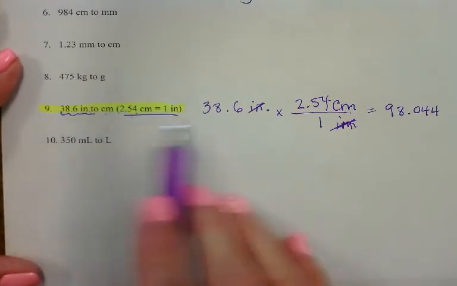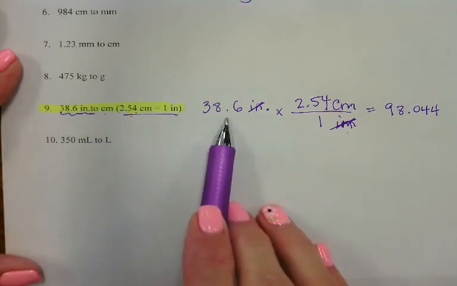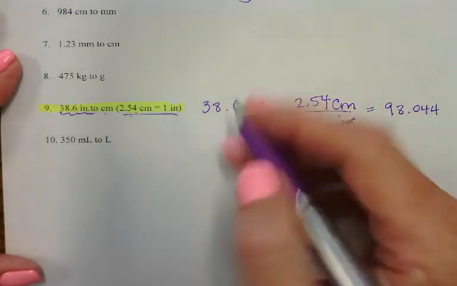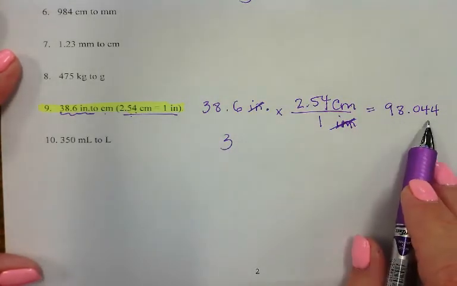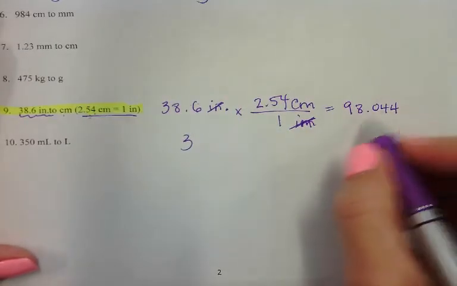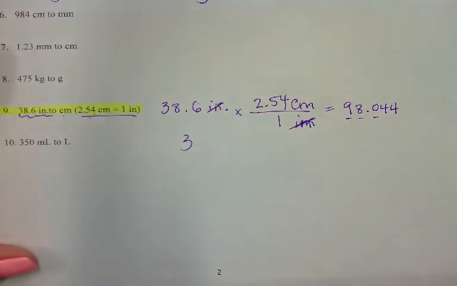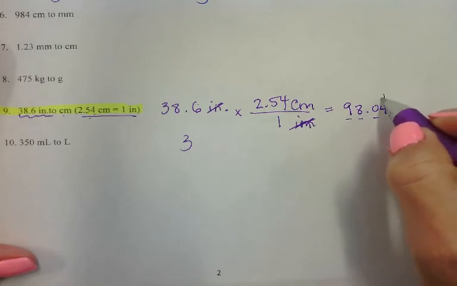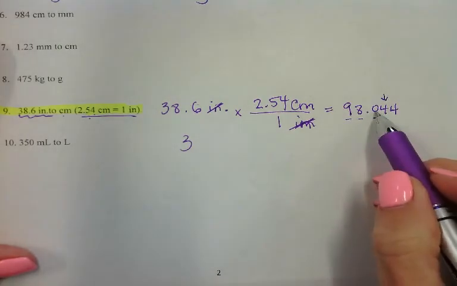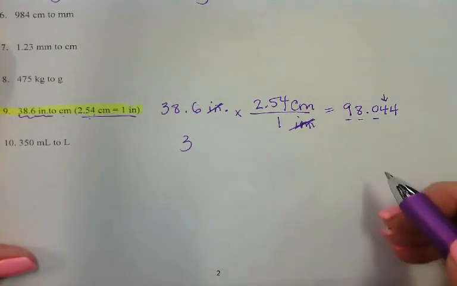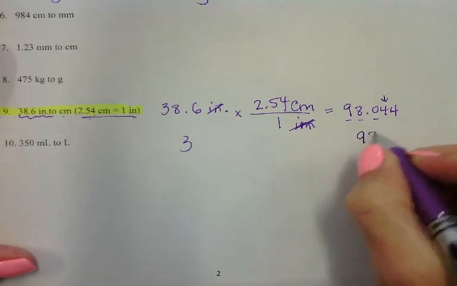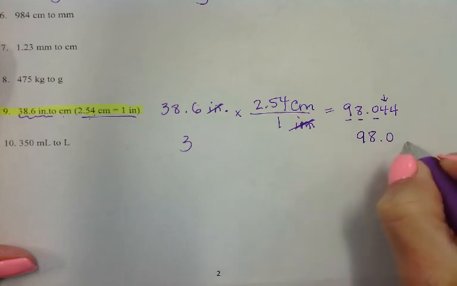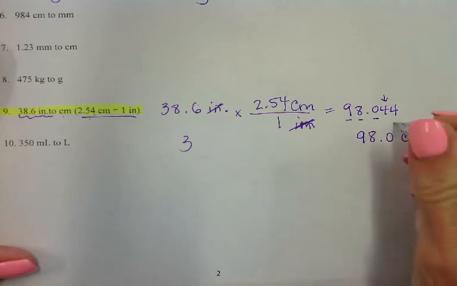How many sig figs? Okay, 38.6 is my given, so that's the number that I have to use to count sig figs. So there's 3 sig figs in here. And how many sig figs in my answer? Oh, that's a bunch more. That's not 3. So I have to find the 3. So there's 1, 2, 3. That 4 is the only number that's going to affect the 0. Does it round it up or leave it alone? Right, it leaves it alone. So my final answer is 98.0 centimeters.